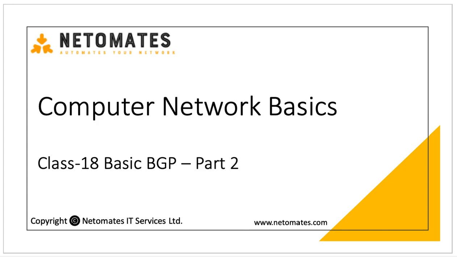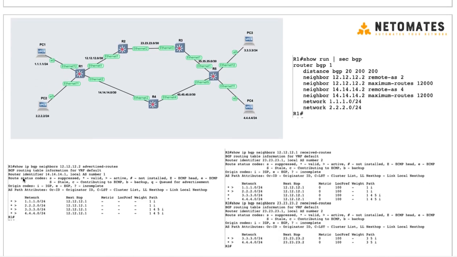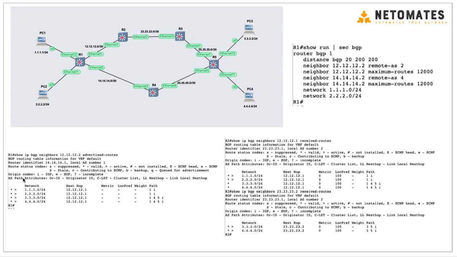Class number 18. In this class, we will use the same topology to discuss how we can control the routes which are received from the neighbors, and also how we can control the routes advertised to the neighbors. In the previous topology, we configured BGP on all the routers to advertise routes from PC1 and PC2 networks, from R1 to other routers. Same thing from R5, advertising PC3 and PC4 networks to all other routers in the topology.